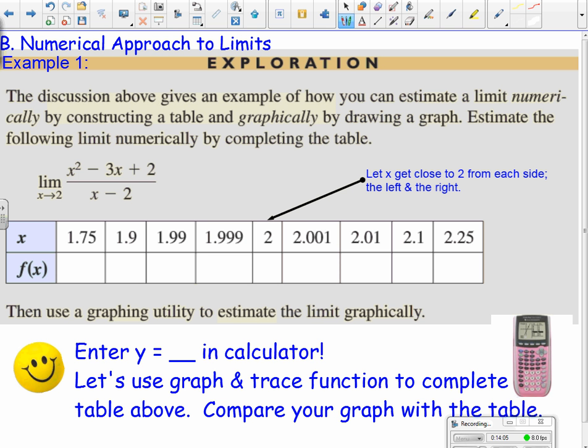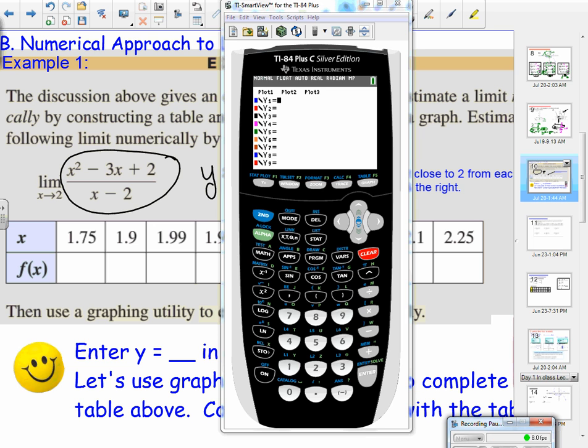Okay, so numerical approach. We can use our calculators to get some values on this, and why don't you load this into your calculator, and so go into your y equals and load up this function. And then what I want you to do is get values for this. Okay, I'm going to show you how I load this, and I would like you to get used to this. It is a rational function. We need a fraction really on this.